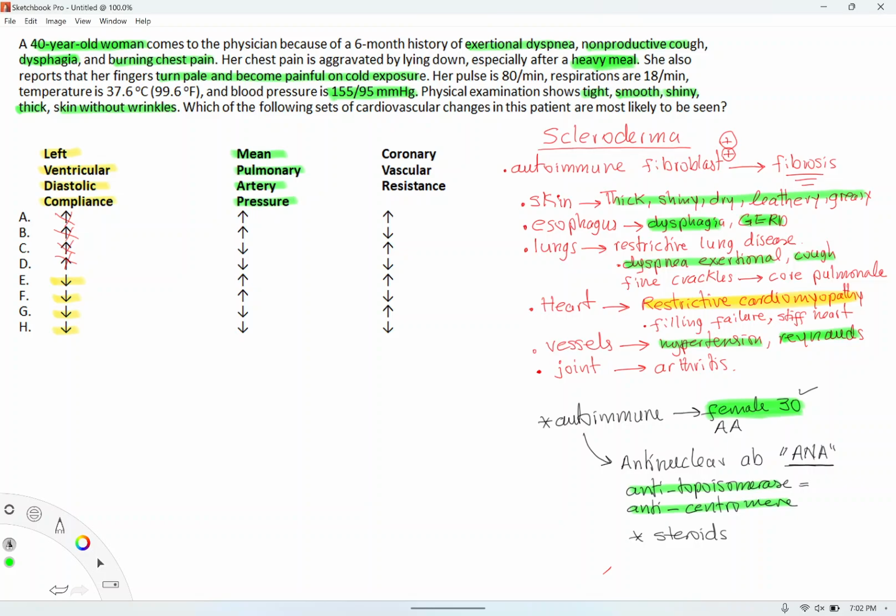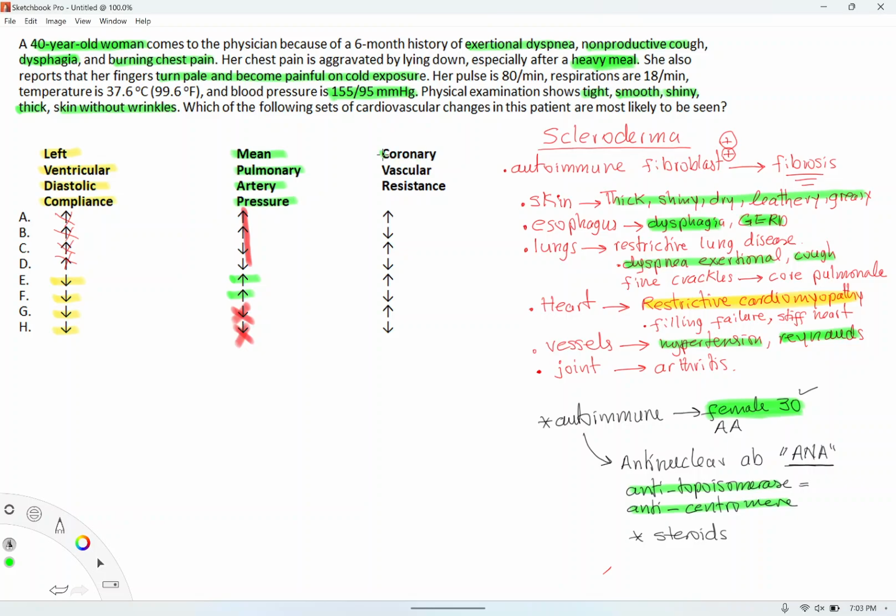This eventually leads to pulmonary hypertension and eventually right atrial hypertrophy and failure, which is called cor pulmonale. So we're looking for mean pulmonary arterial pressure to be increased. Since the bottom four were correct answers, this is increased and this is increased, but the rest of them are decreased. So this is not the answer, and we already said these are not the answers. So we're left with either E or F, but that will depend on coronary vascular resistance.